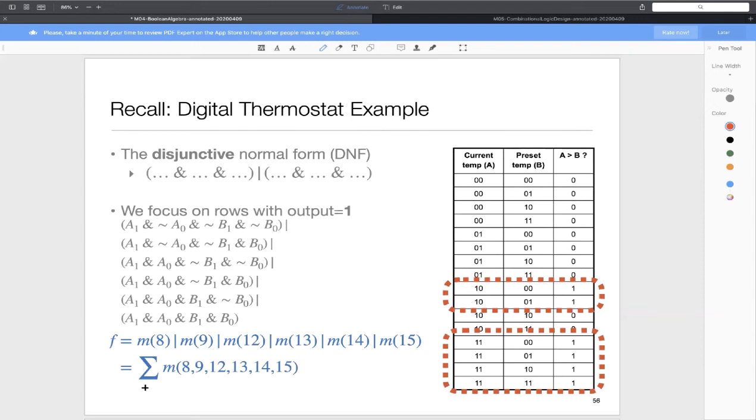Okay, and oftentimes we can write it more compactly like this. Remember the summation sign is for OR, so it's basically saying all together the minterms number 8, 9, 12, 13, 14, and 15.